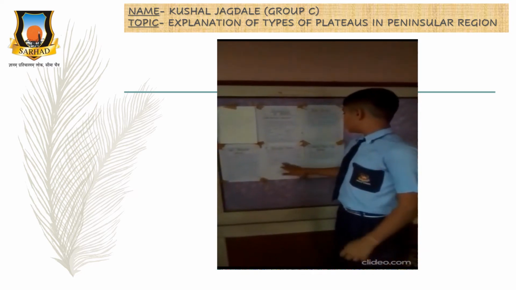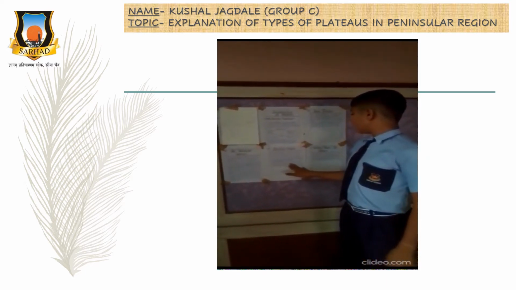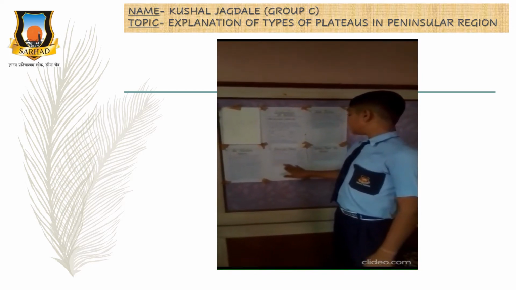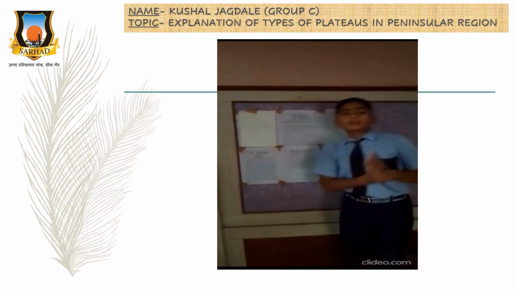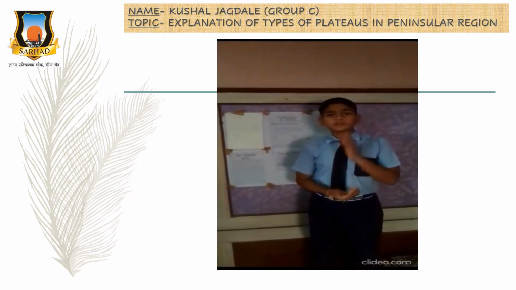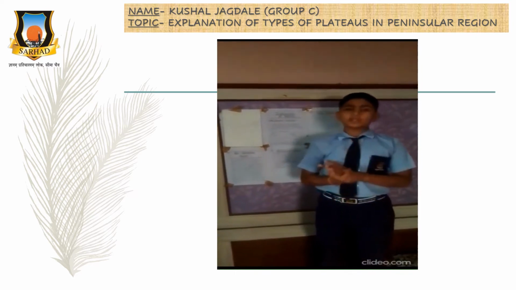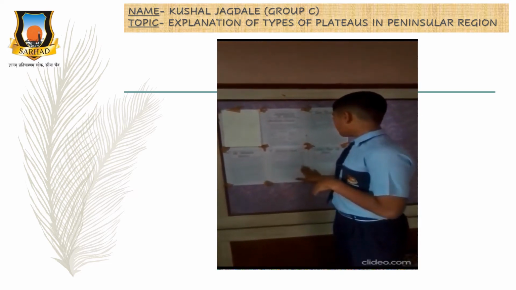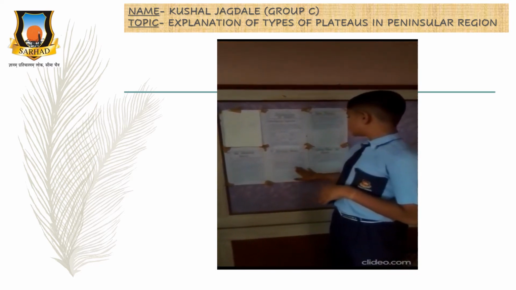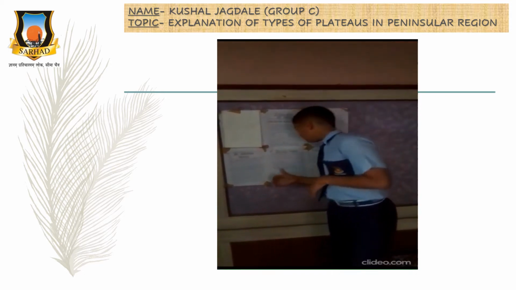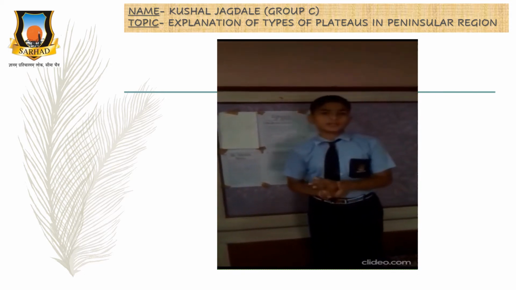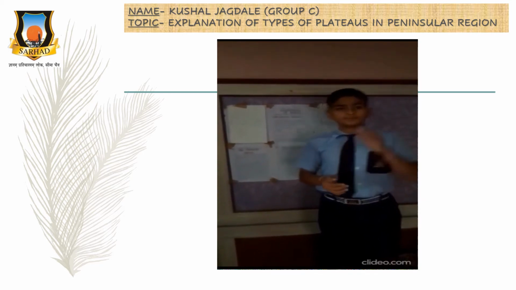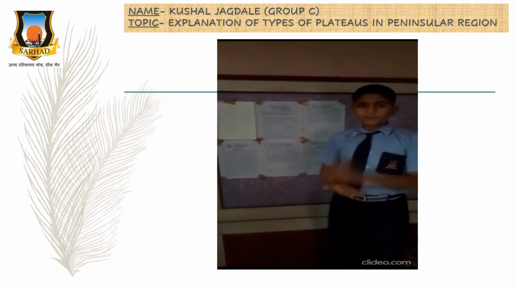The Deccan Plateau lies between the Eastern Ghats and the Western Ghats. The coastal region, including the Coromandel coast, lies between the Eastern Ghats and the Bay of Bengal. We have seen the Coromandel Hills on this map; they lie between the Eastern Ghats and the Bay of Bengal.